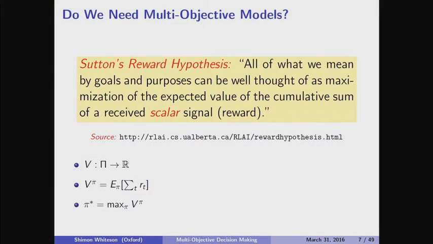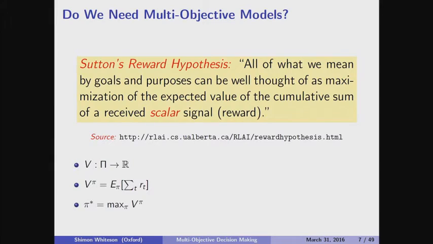And one of these people is Rich Sutton, who quite literally wrote the book on reinforcement learning. So he's formulated what he calls the reward hypothesis, which says all of what we mean by goals and purposes can be well thought of as maximization of the expected value of the cumulative sum of a received scalar signal, the reward.